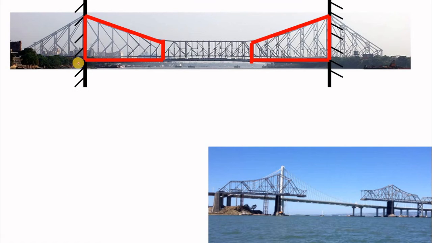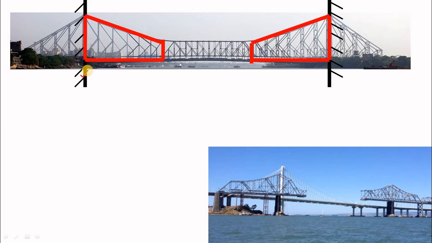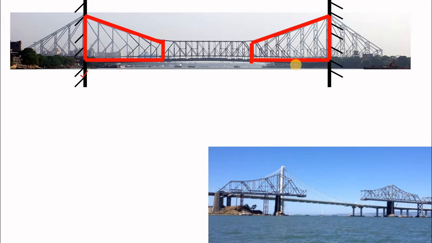Just consider these two as support. This is one fixed support, and again this is another fixed support. And this is one cantilever, here I have shown in red color, and this is another cantilever beam. And this is the simply supported beam resting on these two cantilevers.